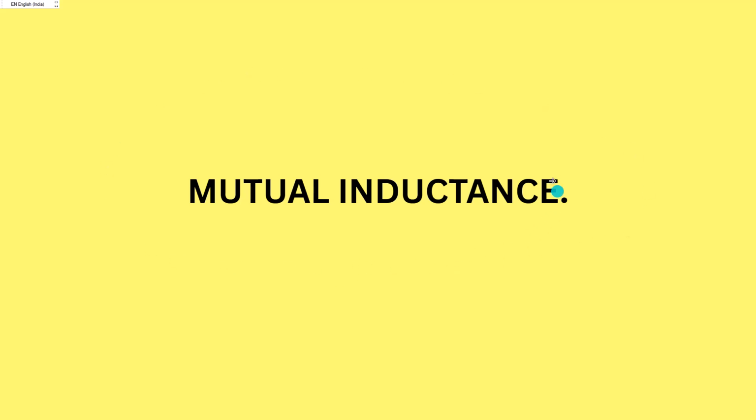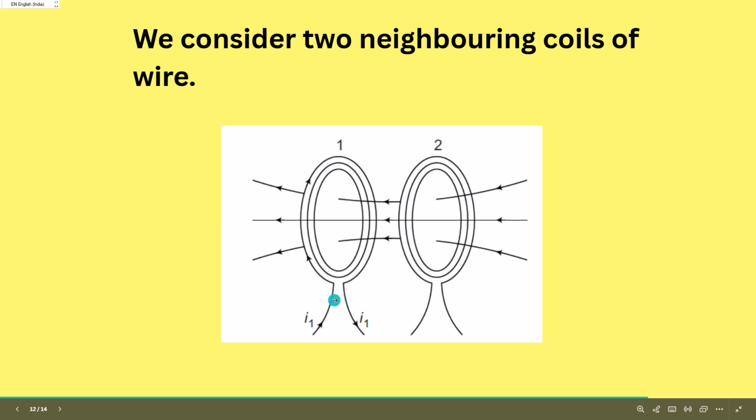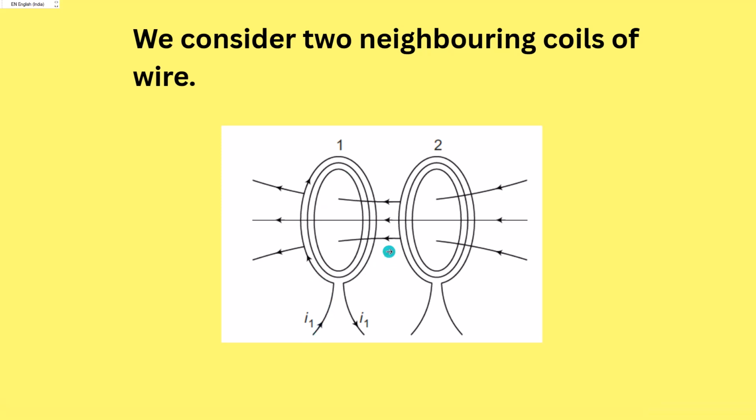Now we have a short discussion on mutual inductance. We consider two coils, coil 1 and coil 2. In coil 1, current I1 is flowing. When current I1 flows through this coil, a magnetic field is produced here, and coil 2 is under the influence of this magnetic field. So there is a magnetic flux passing through coil 2. Now when there is a change in current in coil 1, the associated magnetic flux will also change, right? So this change in flux will induce an EMF in the secondary coil 2.